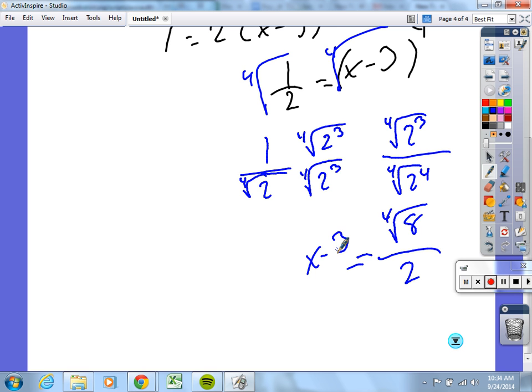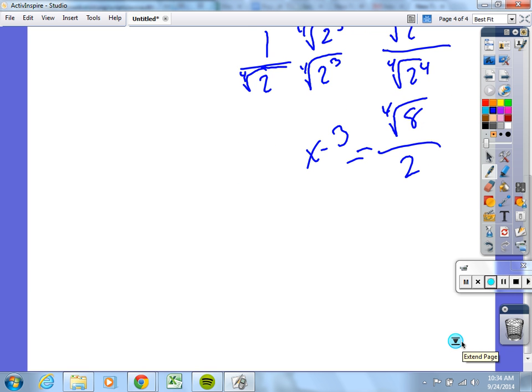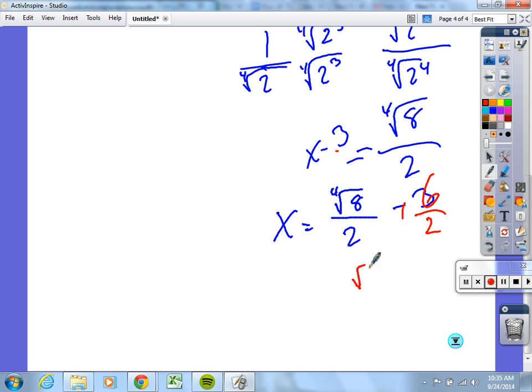And then what do we do? We add the 3 over. We could get a common denominator. Everybody see where that comes from? Plus the 3. Thank you. And therefore your answer would be the 4th root of 8 plus 3, all over 2. Oh, excuse me, I need plus or minus here, because I took an even root. Even root, you've got to do plus or minus, right? And there's some answers.